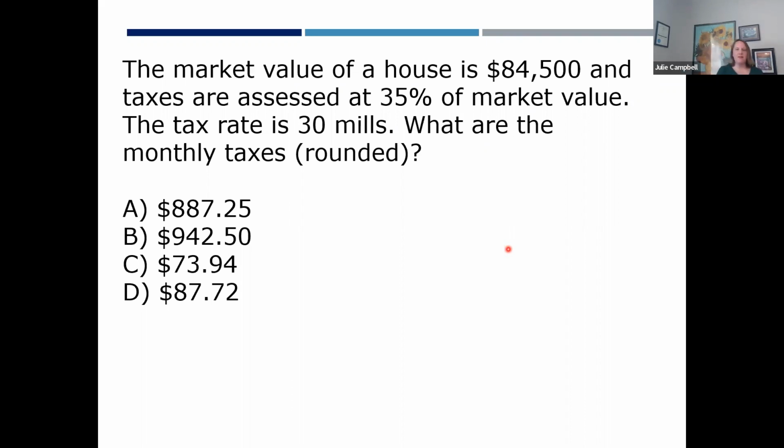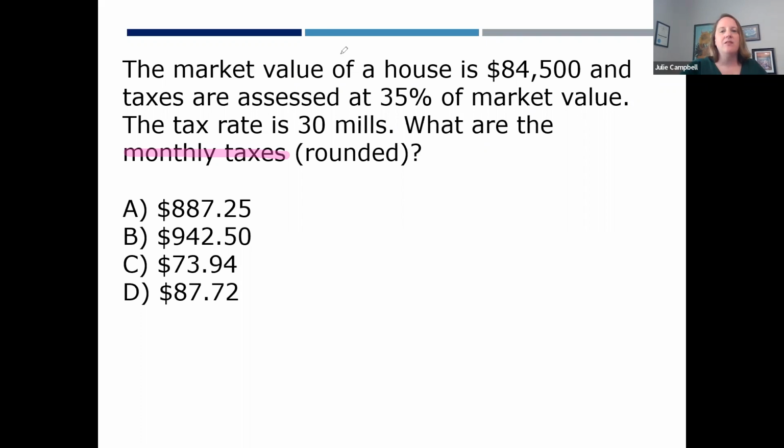The market value of a house is 84,500. Taxes are assessed at 35% of market value. The tax rate is 30 mills. What are the monthly taxes? What's the problem asking me for? Monthly taxes. How do I solve for monthly taxes? First, I have to do what the formula tells me, which is to find annual taxes. Isn't that what my formula says? Annual taxes is what I'm solving for.